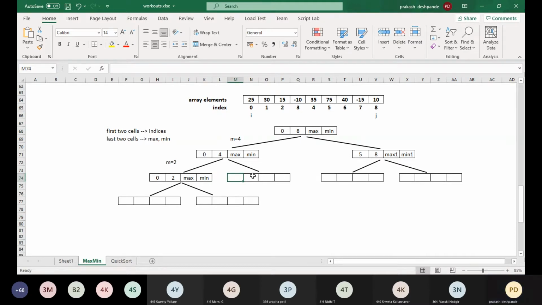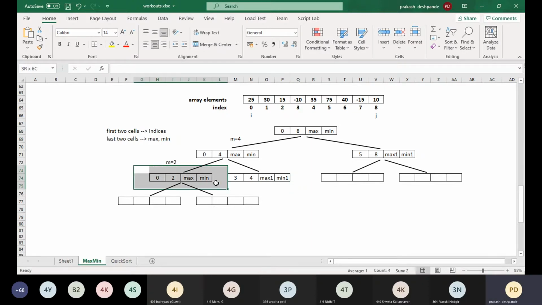Now over here, what should I write at this cell? 3 and 4. Okay, is it a small problem now? Yes, it is a small problem. We can define the maximum and minimum here, but we will as of now write max 1 and min 1, because further we need to divide this part into two more partitions. So we will write it as max 1 and min 1.